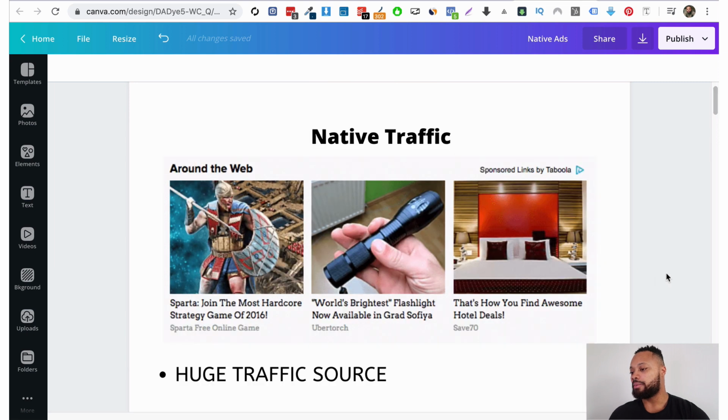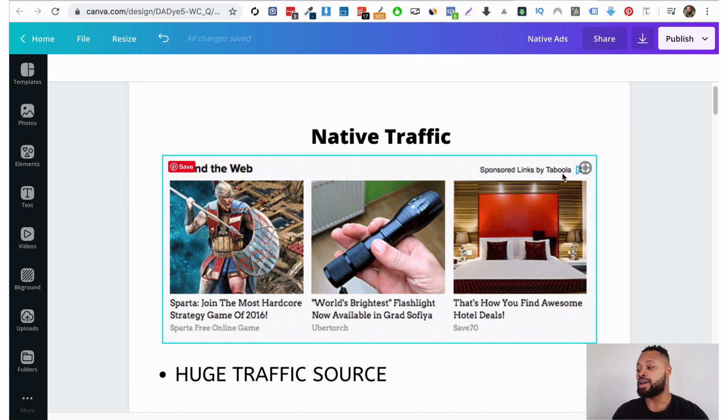Perfect. So native traffic is a huge traffic source. Probably already today, if you've been using the internet, which most of you have, you've probably seen a native ad somewhere. Whether it's on a news site, maybe it's a tube site where you watch loads of different videos, whatever it might be, you most likely have seen a native ad somewhere. This is an example of some native ads. You can see this is a gaming ad, this is a flashlight, this is a hotel, and they're sponsored by Taboola.